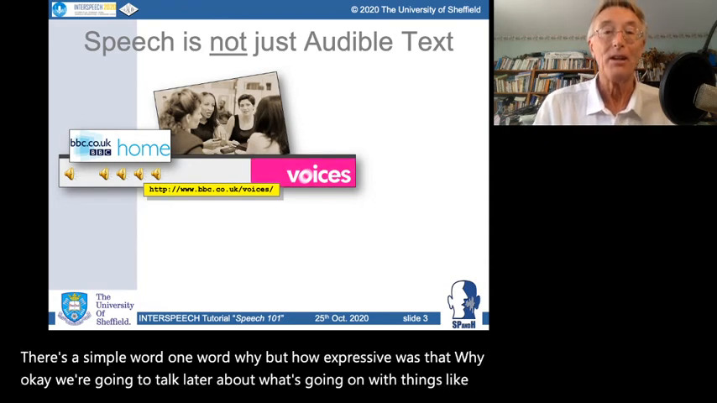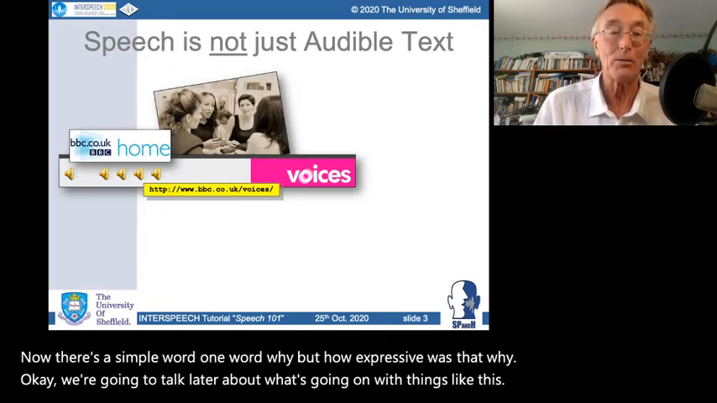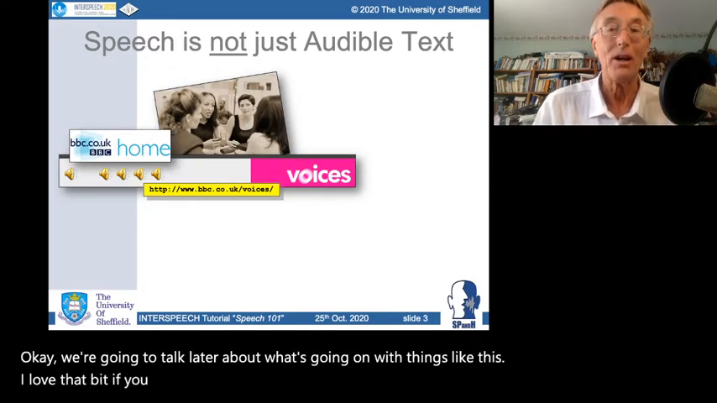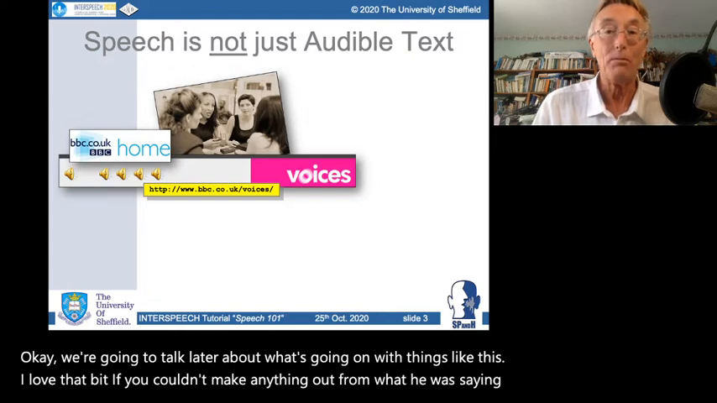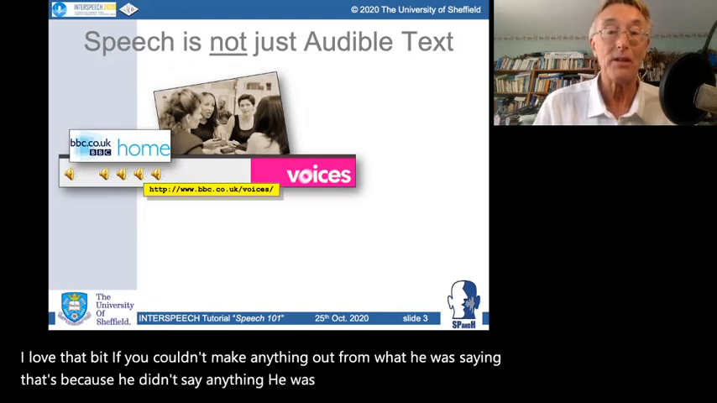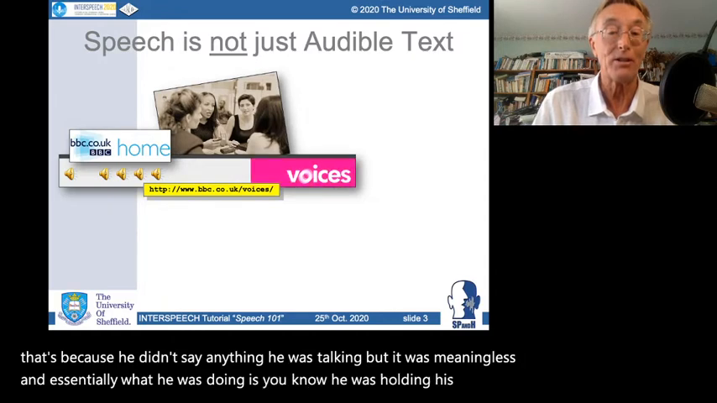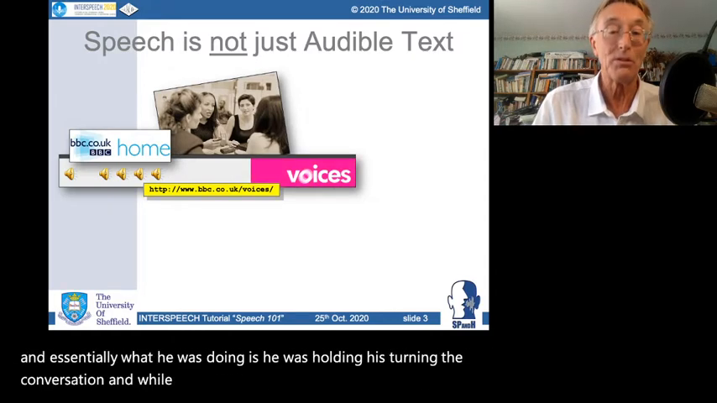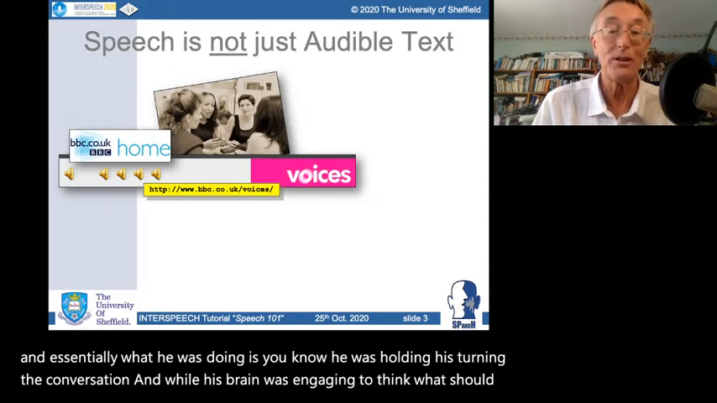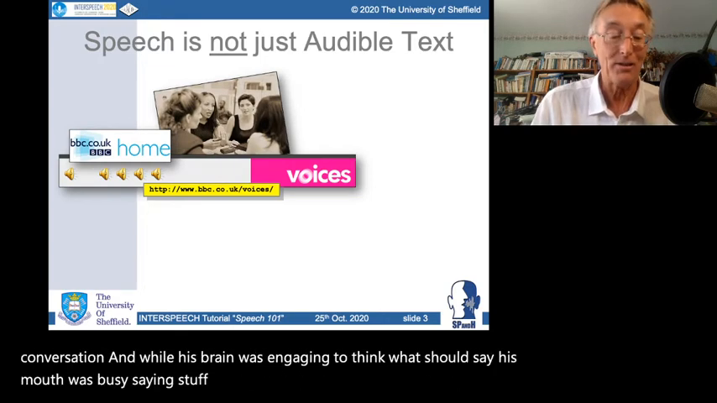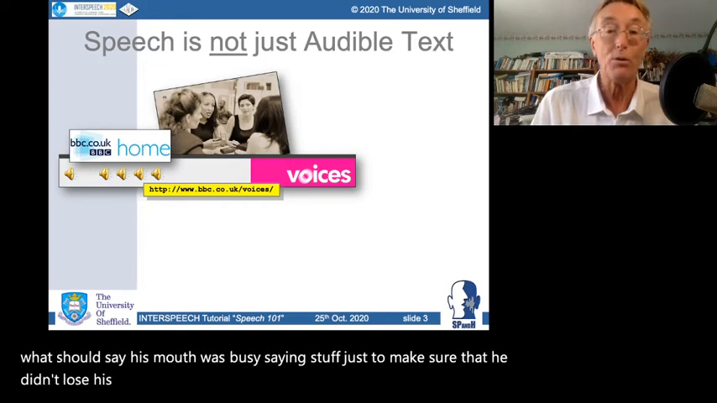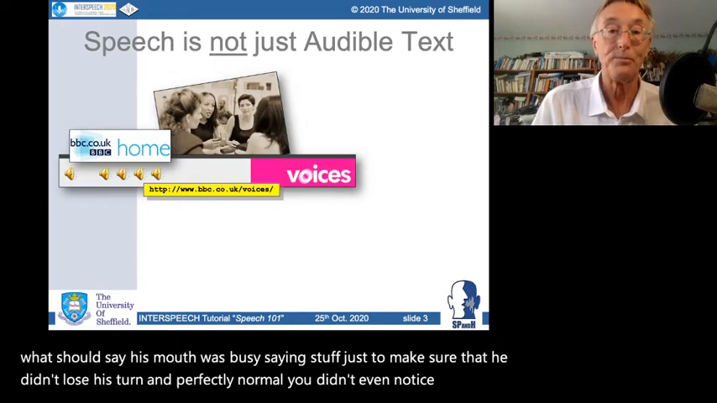I love that bit. If you couldn't make anything out from what he was saying, that's because he didn't say anything. He was talking, but it was meaningless. Essentially what he was doing is holding his turn in the conversation. While his brain was engaging to think what to say, his mouth was busy saying stuff just to make sure he didn't lose his turn. Perfectly normal. You didn't even notice that first time around. Perfectly normal behaviour.